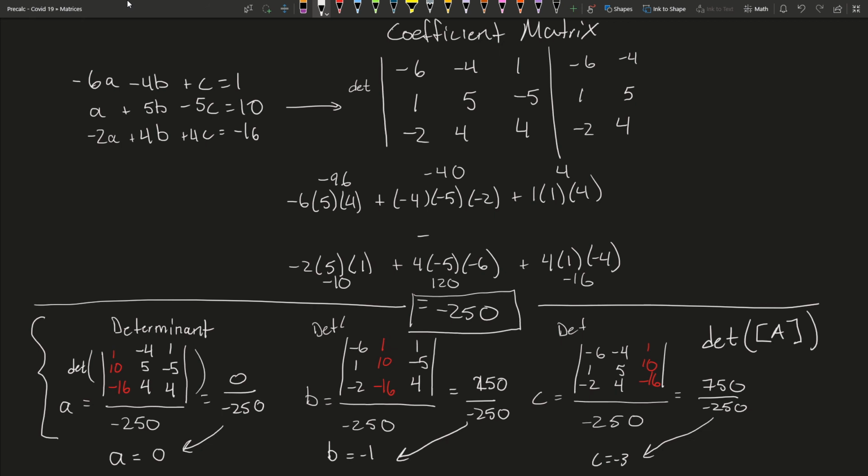How did you get 1, 10, and -16? Okay, so 1, 10, and -16, that's this answer column. And we replace that. So, okay, we have an A column, a B column, and a C column, right? If we're solving for A, we need to replace the A column with our answers. If we're solving for B, we need to replace the B column with our answers. And when we're solving for C, we need to replace the C column with our answers.